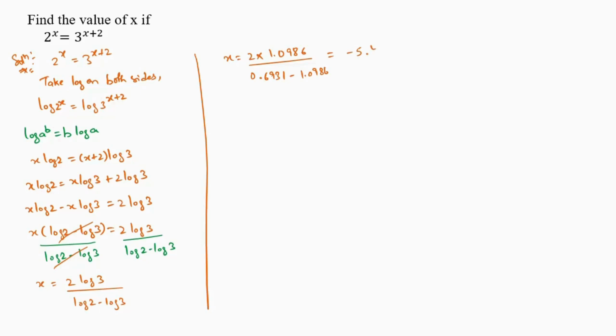minus 5.418. So to ensure our solution is correct, let's put the value of x back into the original equation to check if both sides are equal.